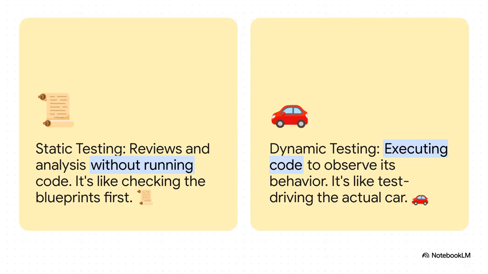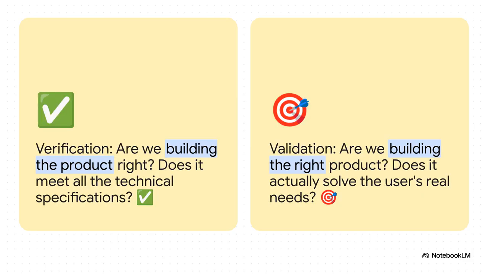And we basically tackle this in two major ways. You can think of it like building a house. On one hand, you've got static testing. That's like reviewing the architect's blueprints before anyone starts building. You're looking for mistakes in the plan itself. Then you've got dynamic testing. This is when you're actually running the code. It's like taking the car for a test drive to see how it really feels on the road. You need both.